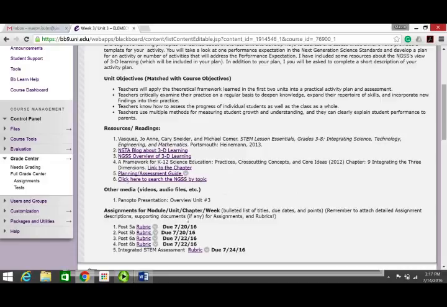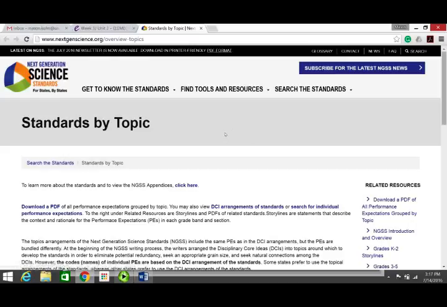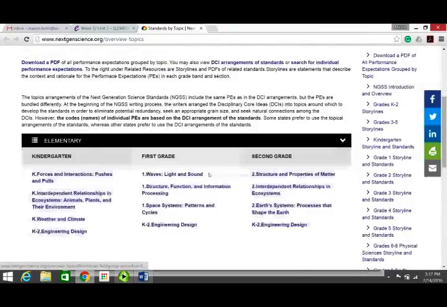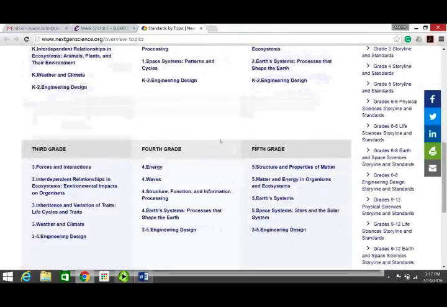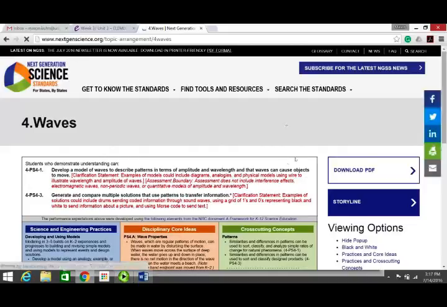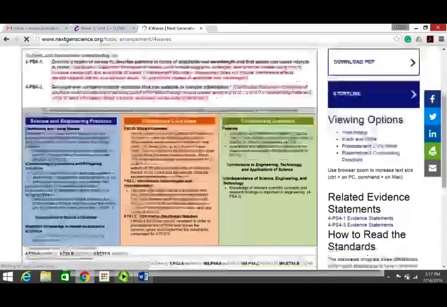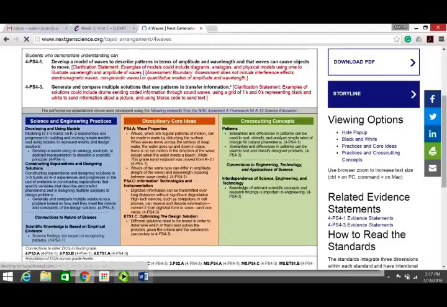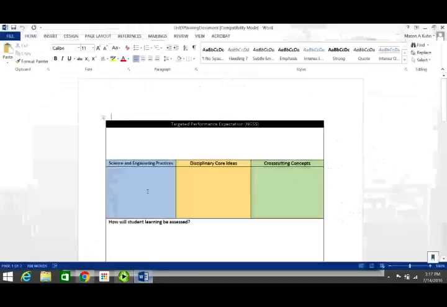So what I would do is click here on this number 6 to take a look at the next generation science standards. They're going to be arranged by topics. So you could go here to elementary and you could pick whichever topic for whichever grade. So I'll go 4th grade waves. And if you were going to do a 4th grade waves unit, this area right here, you could basically copy and paste it into this.